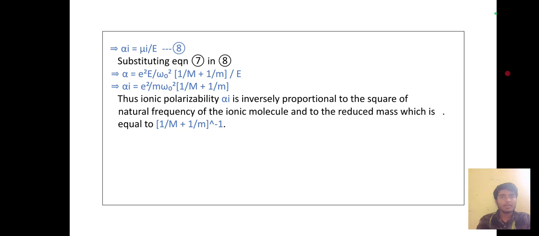Thus, ionic polarizability alpha_i is inversely proportional to the square of the natural frequency of the ionic molecule and depends on the reduced mass, which is equal to (1 by capital M plus 1 by small m) whole inverse.